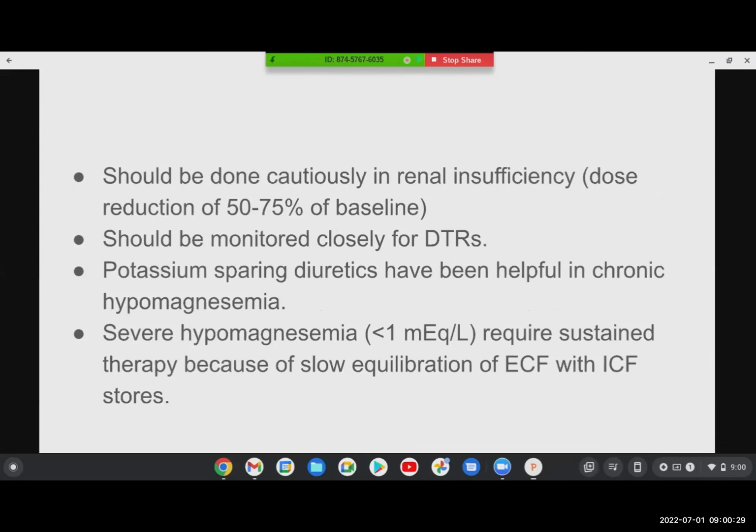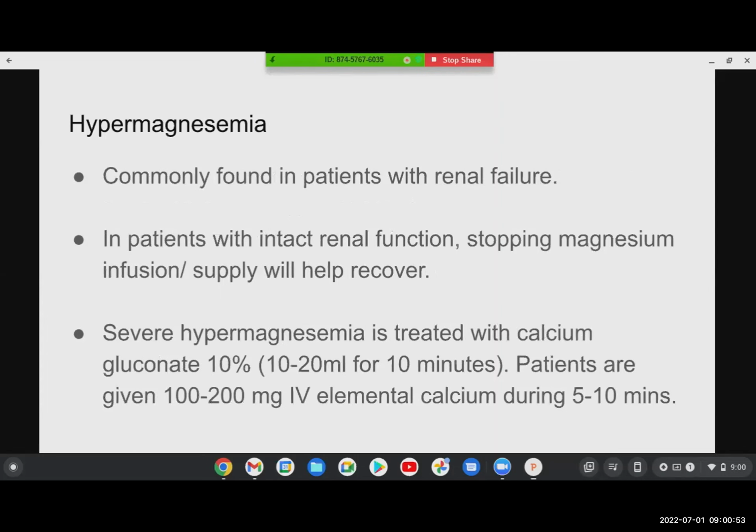Magnesium supplementation should be monitored. Hypomagnesemia and hypermagnesemia should be monitored closely for deep tendon reflex disorders. Potassium-sparing diuretics have been helpful in chronic hypomagnesemia. Severe hypomagnesemia, that is less than 1 milliequivalent per liter, requires sustained therapy because of slow equilibration of ECF with ICF stores of magnesium. Hypermagnesemia is commonly found in patients with renal failure. In patients with intact renal function, stopping magnesium infusion will help recover patients. And severe hypermagnesemia is treated with calcium gluconate, like in hyperkalemia.